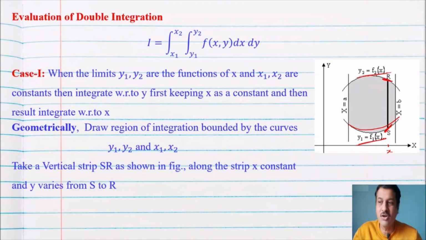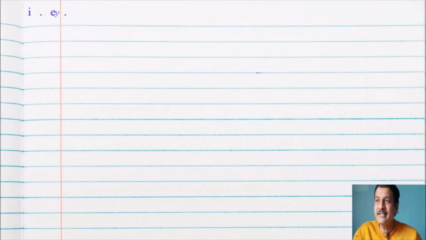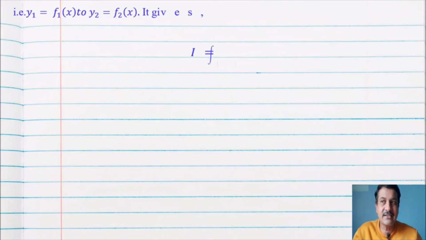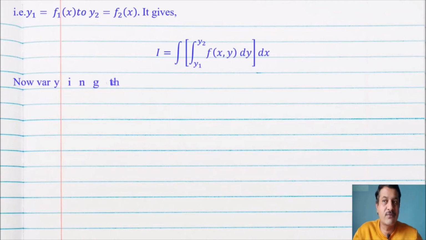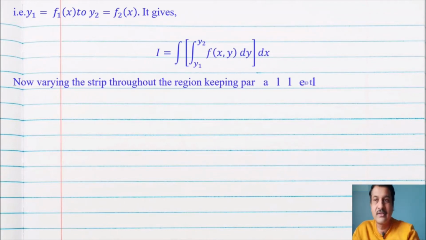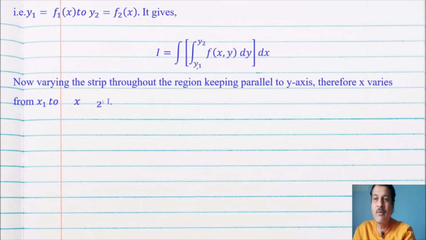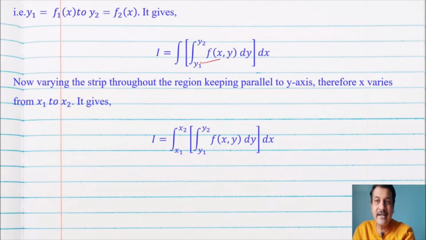Along the strip x is constant and y varies from S to R, that is, from y1 equals f1(x) to y2 equals f2(x). I am going to consider y1 to y2; these are the limits of y. You integrate with respect to y first, inside, just like a single integral, keeping x as a constant, and whatever result you find here, after that again you consider the figure.